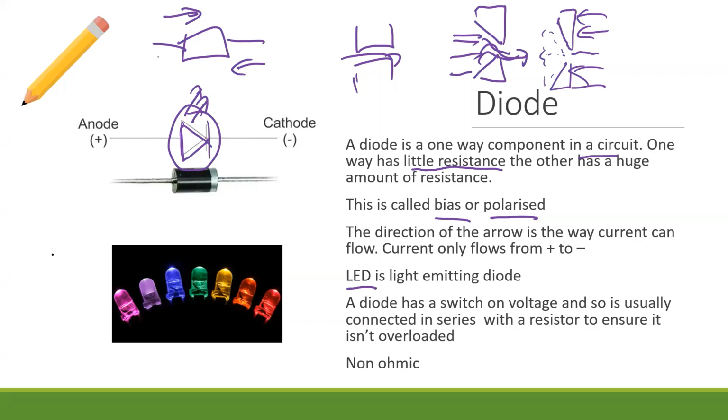The last thing that's a little bit weird is that a diode has a switch on voltage. What that means is you need to have a resistor to make sure that you don't blow up the diode. The other reason is that if you don't put enough voltage through it, it won't conduct. You need to put in a certain amount of voltage and then it will just conduct. It'll be happy. What does that look like?